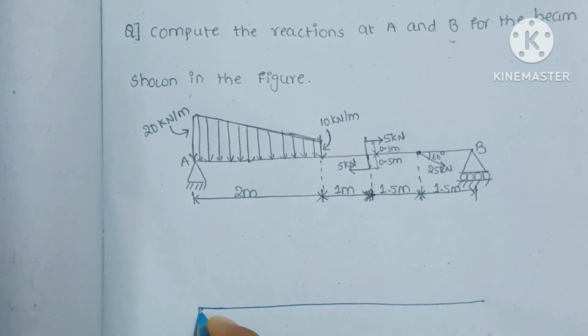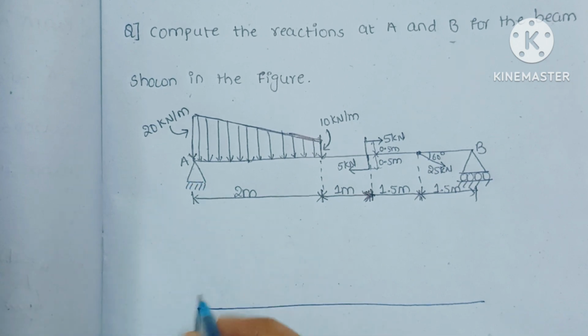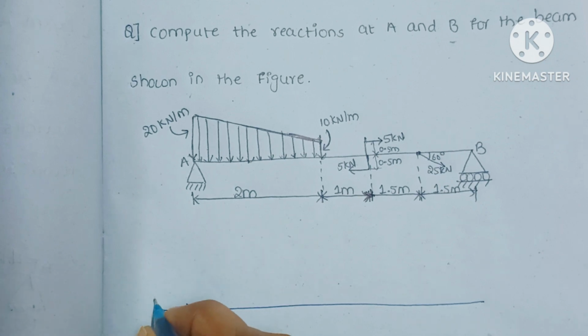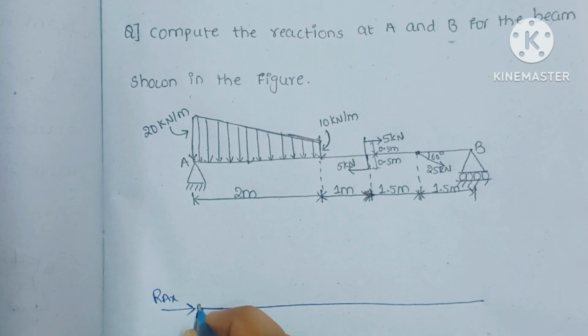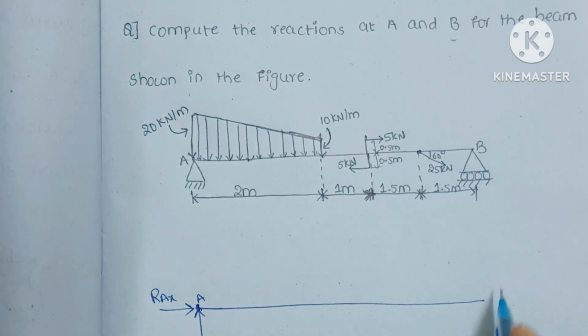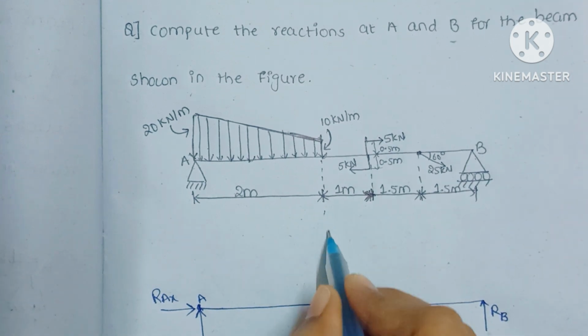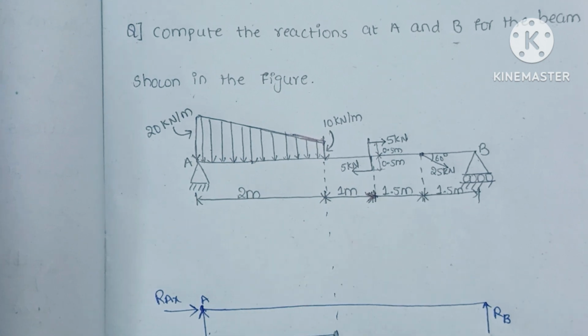Okay, so here we have a hinge support. It has two reaction forces, one in the x direction and another in the y direction. So the x direction is RAX, the reaction force at point A in the x direction, and the reaction force at point A in the y direction. And here we have a roller support which has only one vertical reaction force. Okay, if you see here, this is the 2 meter length.